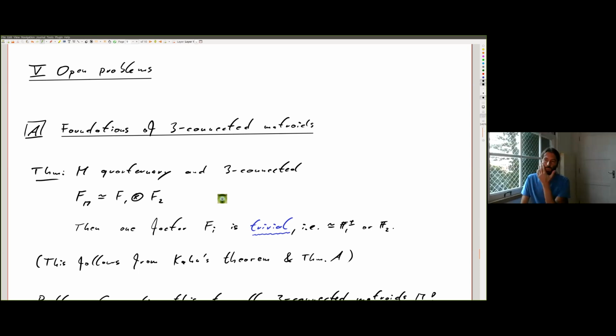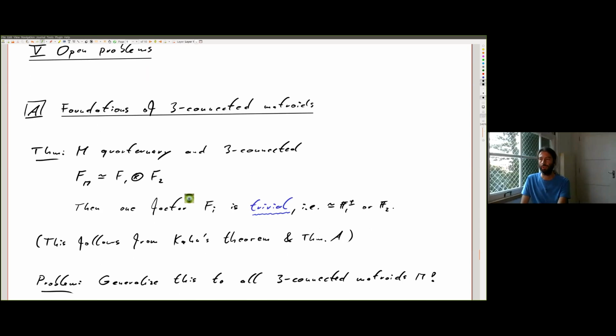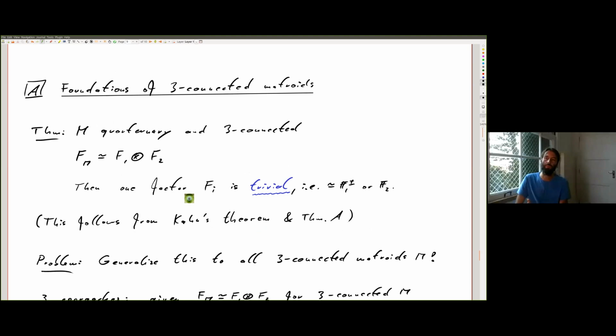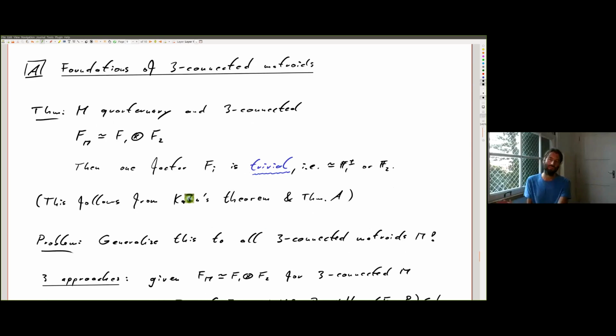So the question is, what happens more generally if we skip this quaternary assumption? What happens for 3-connected matroids? This would be an interesting problem. Matt and I had some ideas, but Nathan Bowler destroyed all of them by showing that there's a 3-connected spike with foundation D tensor D. But still, there should be something true, as the theorem shows. 3-connectedness should be strong enough to say something about how the foundation can decompose into a tensor product and how it can't decompose.